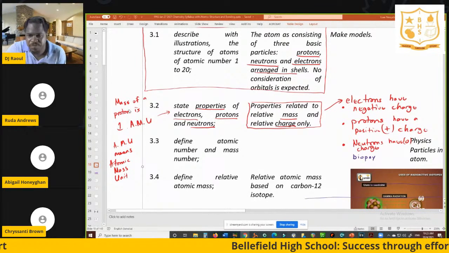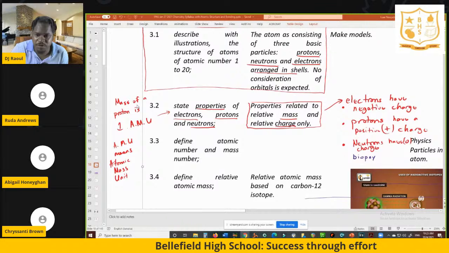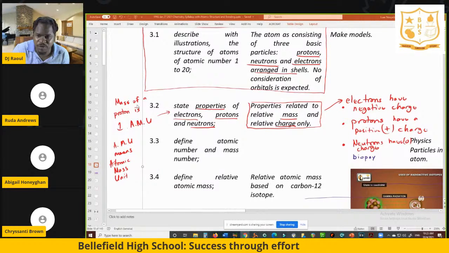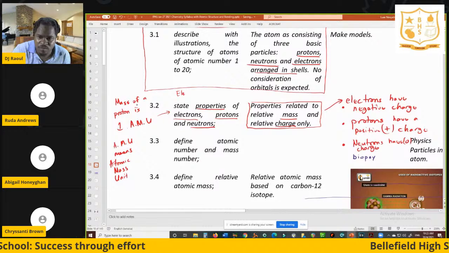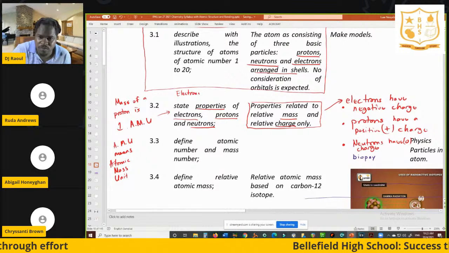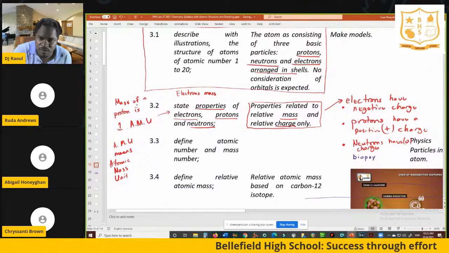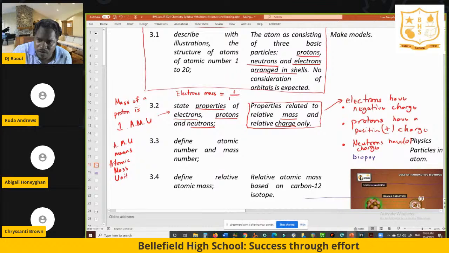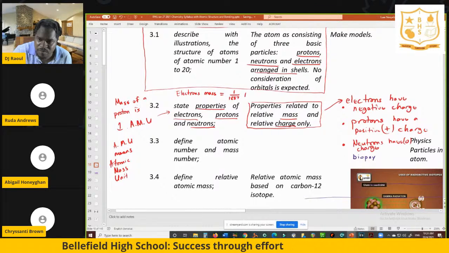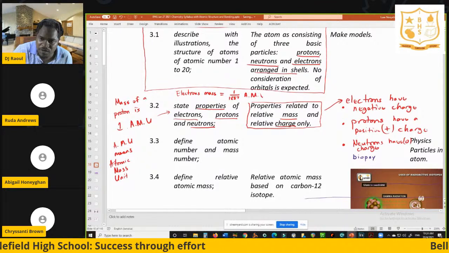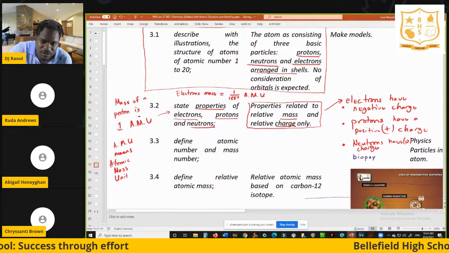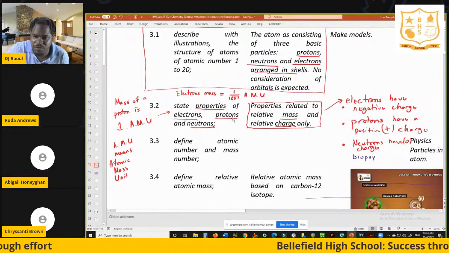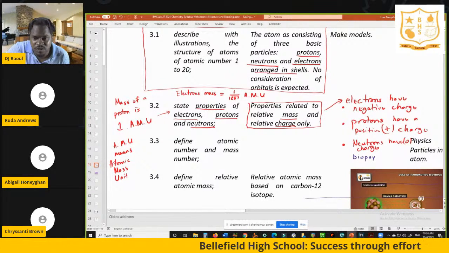1/1837. Yeah, that's definitely true. All right, so electrons have a mass, okay, 1/1837 AMU. So that's just a fraction of that of a proton. All right, that's important stuff to learn.